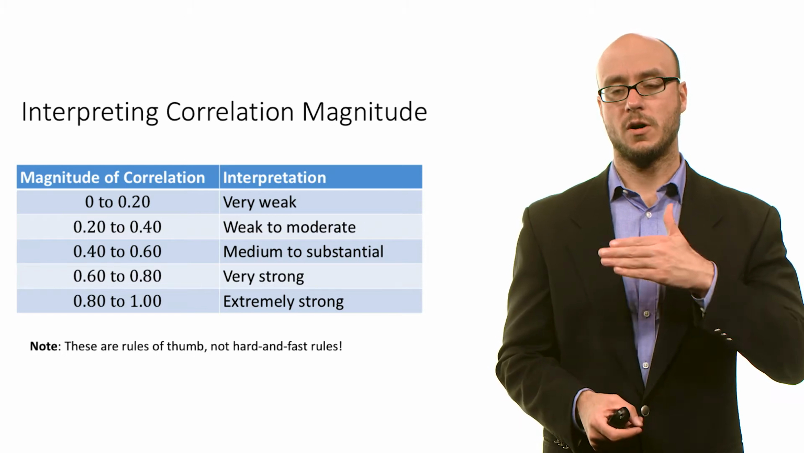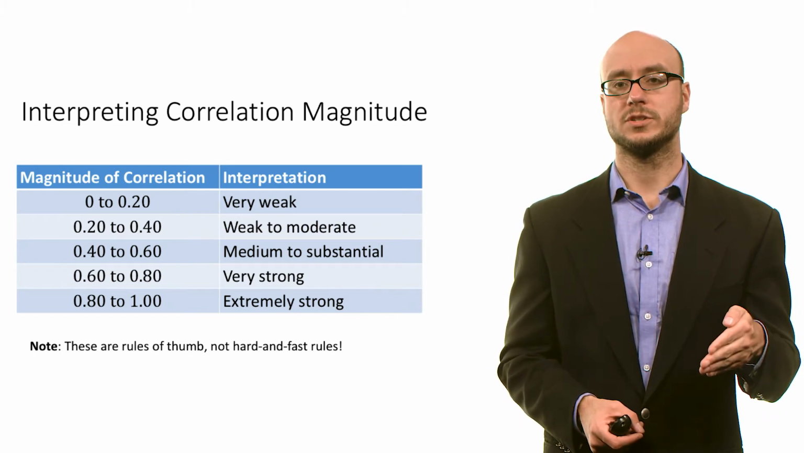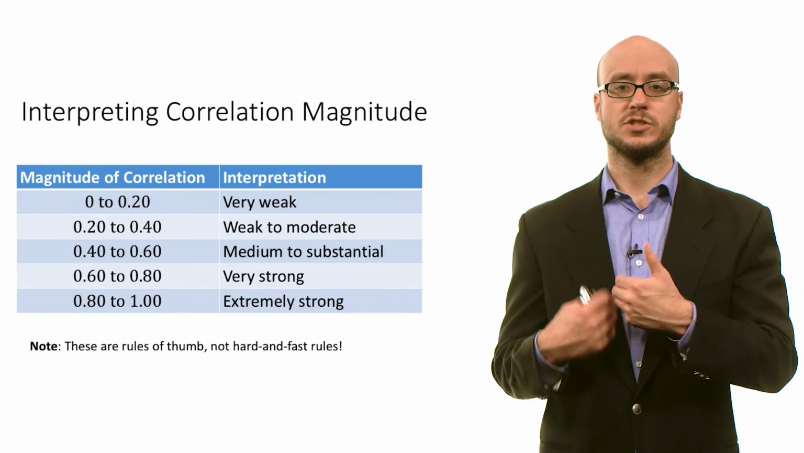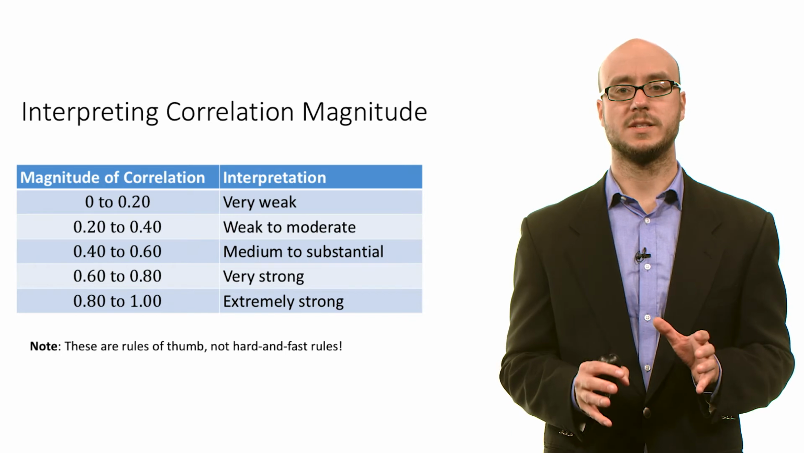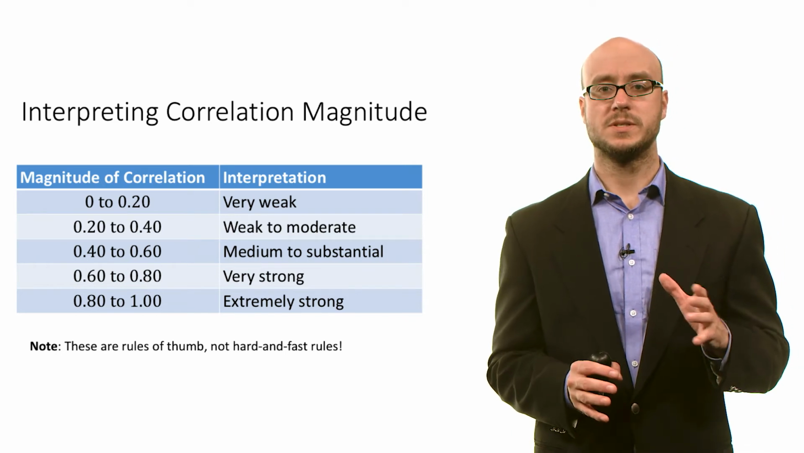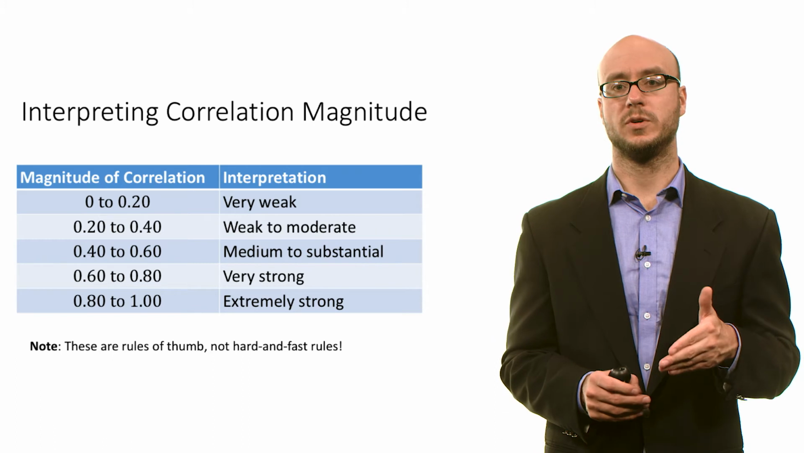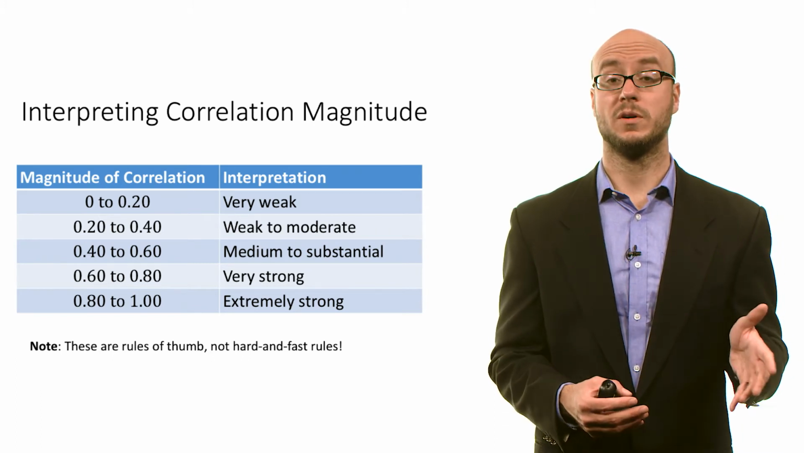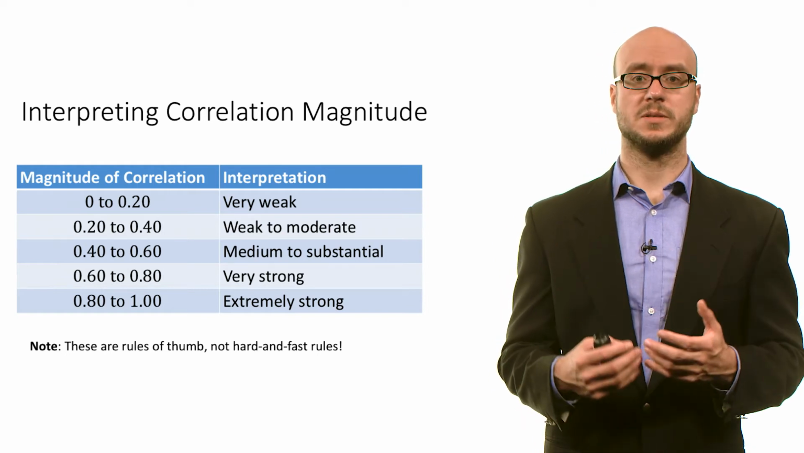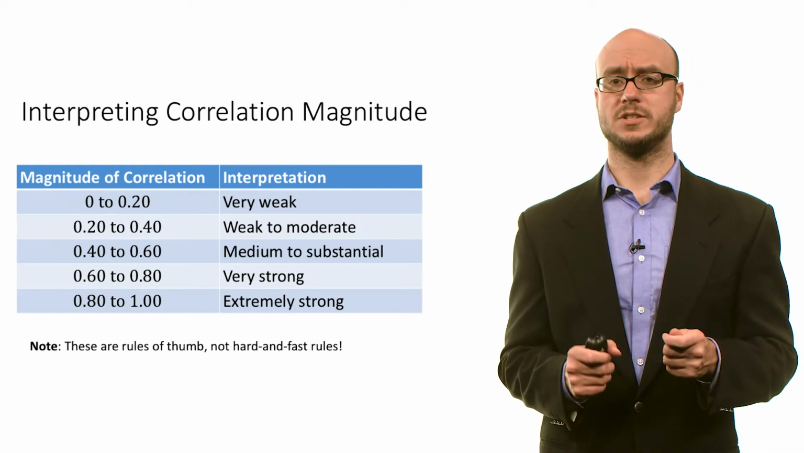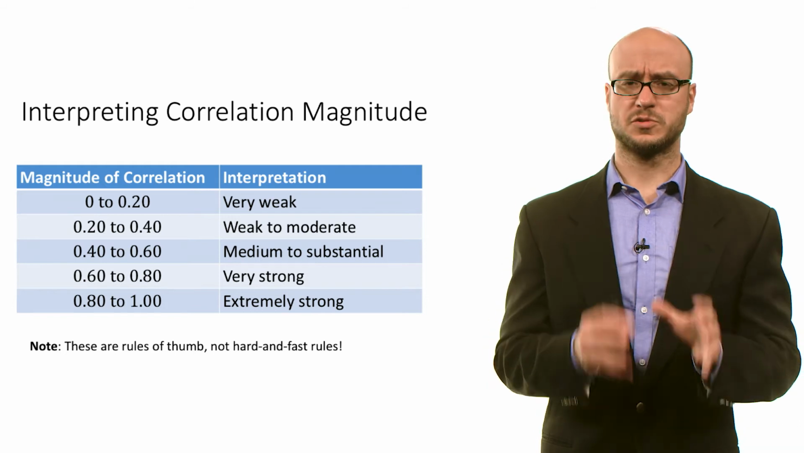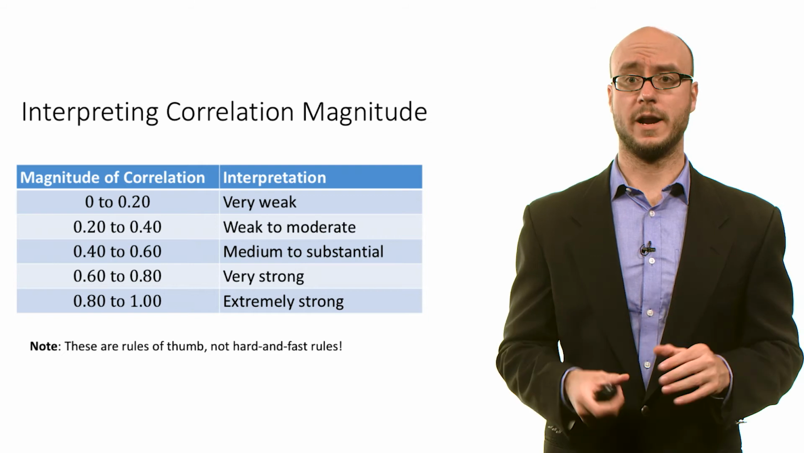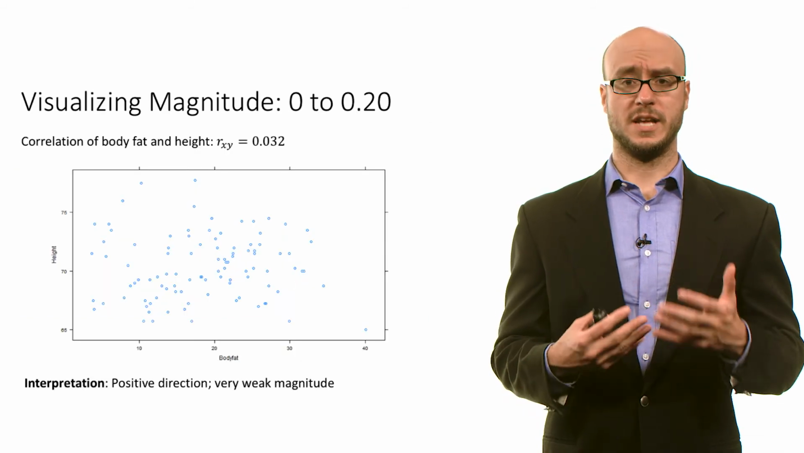The closer you are to 0 in terms of the magnitude of the correlation, the weaker the linear relationship. The closer the magnitude is to 1, the stronger the relationship. So in general, we can say a very weak relationship is when the correlation has a magnitude of 0 to 0.2. If it's between 0.2 and 0.4, it's weak or moderate. 0.4 to 0.6, it's medium to substantial. 0.6 to 0.8 is very strong. 0.8 to 1 is extremely strong. Correlations in practice close to 1 are really quite rare. Let's look at a few examples from our data set.